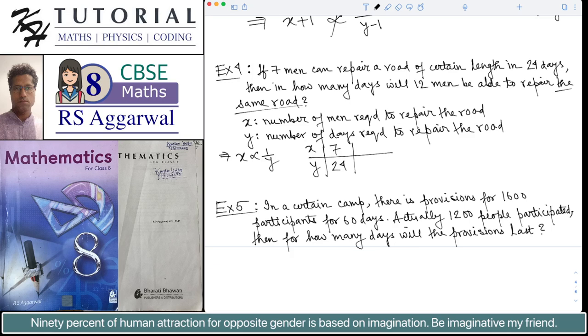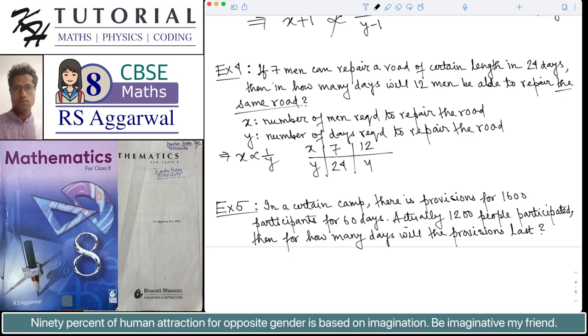Now it is asking in how many days will 12 men be able to repair the same road. So if the number of men, that is the value of x, is 12, then what will be the value of y? Basically it is asking if the value of x is 12, then what will be the value of y?